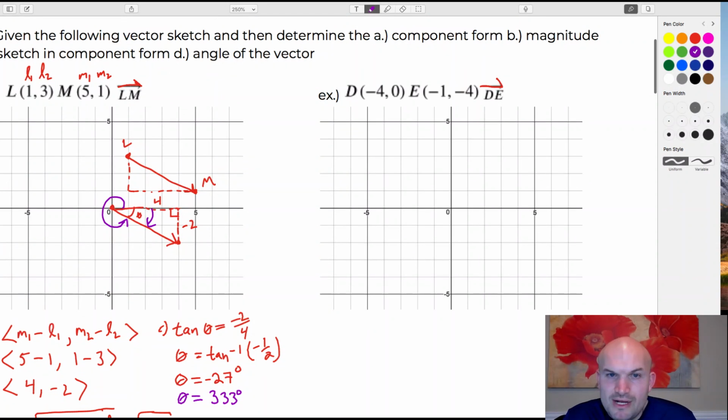All right, so let's go ahead and move on to the next vector. In the next vector, we have a point at negative 4, 0. There's D. And then we have negative 1, negative 4. 1, 2, 3, 4. So that's going to be E.